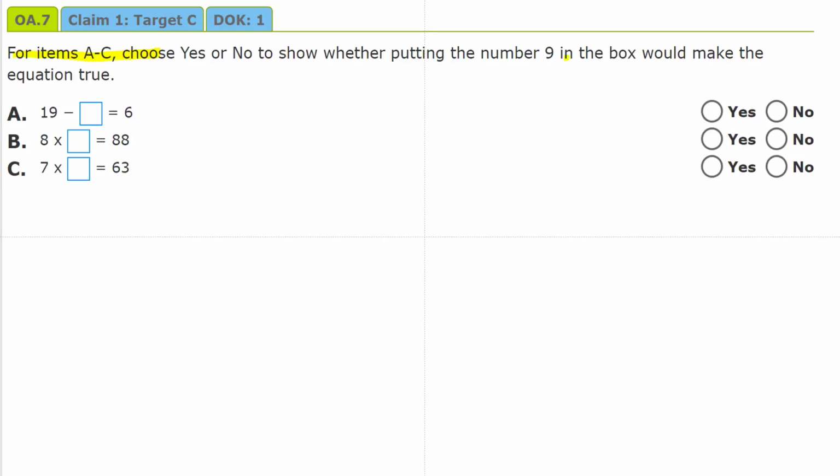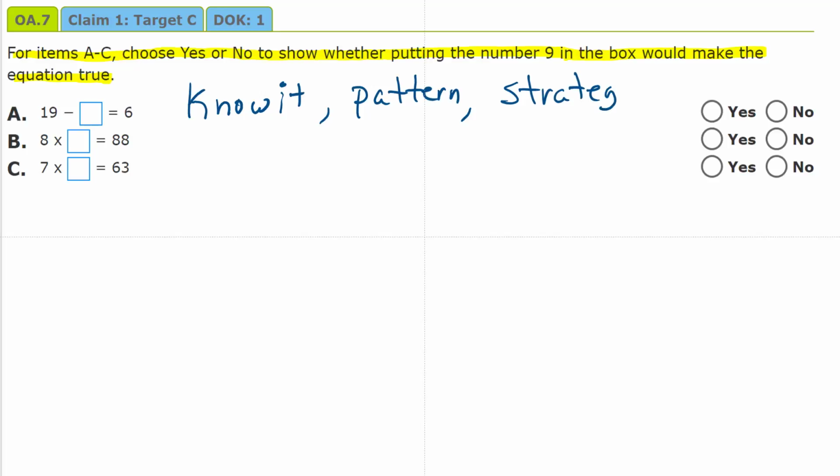For items A through C, choose yes or no to show whether putting the number 9 in the box would make the equation true. So there are three different ways we can approach these problems. We may just know it. We may simply know that the answer is the answer. We may need to use a pattern to figure out the problem, or we could use some sort of strategy to figure this out.